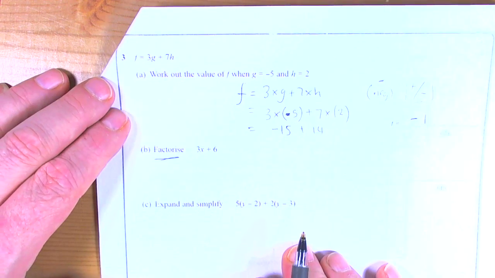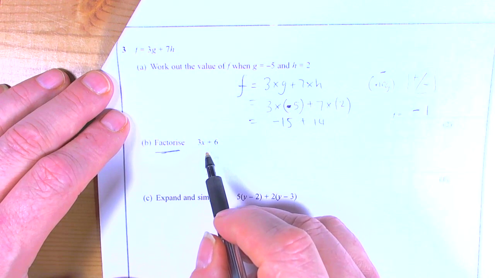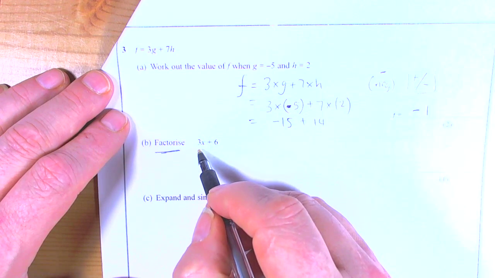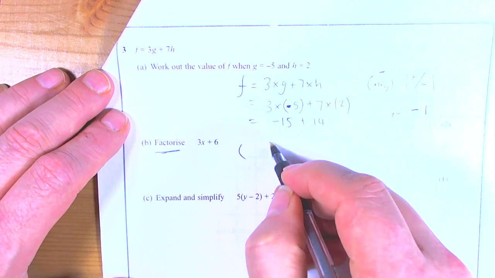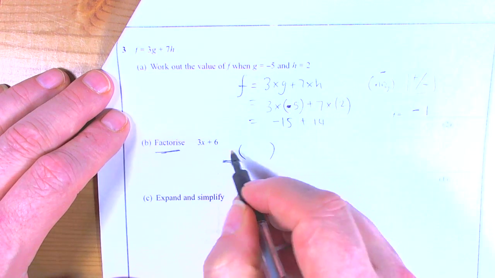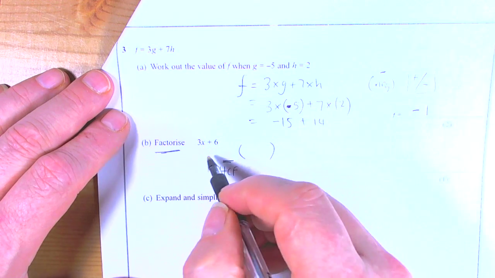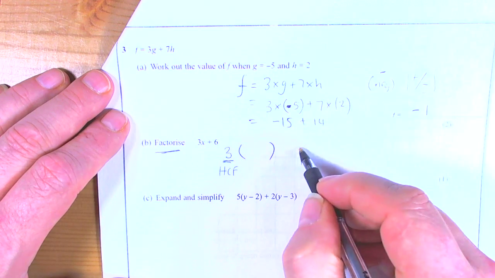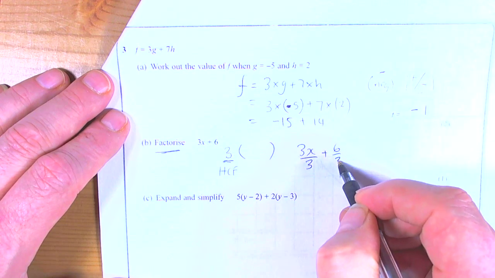Factorize. We need to remember that factorize means put the expression back into the original bracket it came from in terms of the expansion. So we've got a common factor to both of these, so it's going to be a single bracket factorization, and outside the bracket goes the highest common factor. When we look at these two terms, we can see that the highest common factor is 3, and then literally we're dividing the expression by that highest common factor of 3.